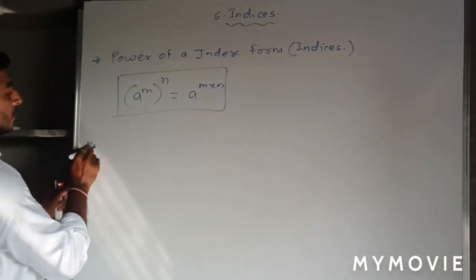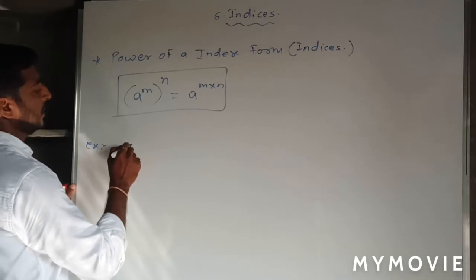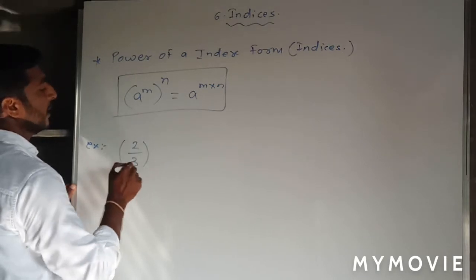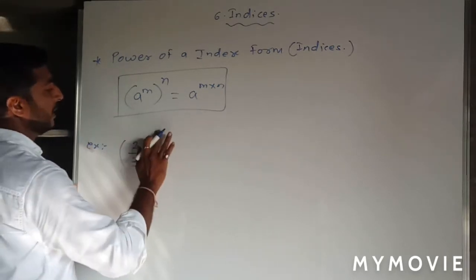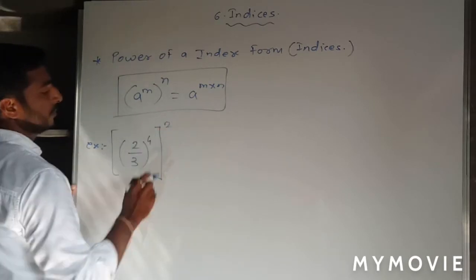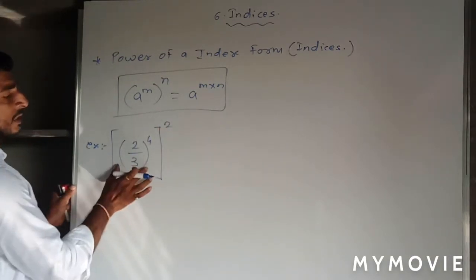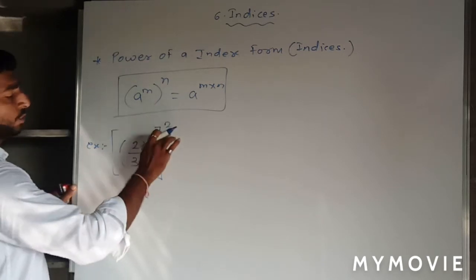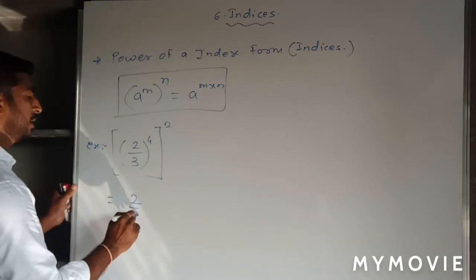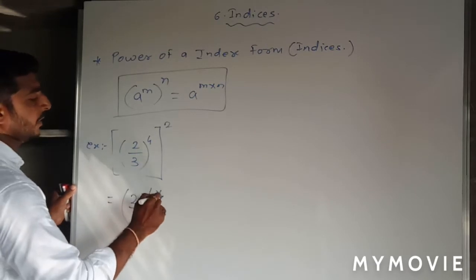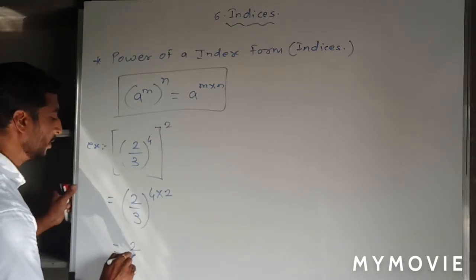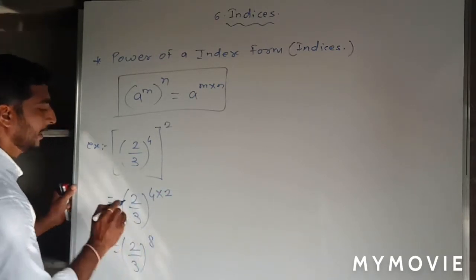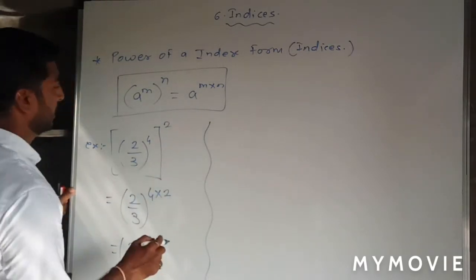And for an example of this, suppose we take here (2 upon 3) bracket raised to 4, and its bracket raised to 2. So this is the index form, that is indices, and the power of the indices is 2. In this condition, what you have to do is take the product of the indices, and that will be equal to 2 upon 3 bracket raised to 8.